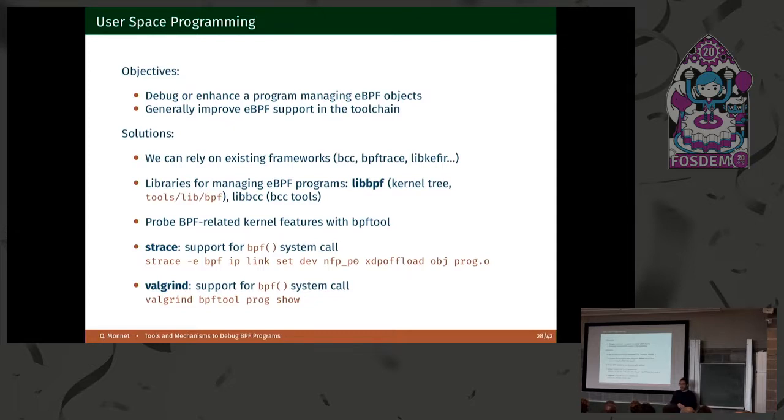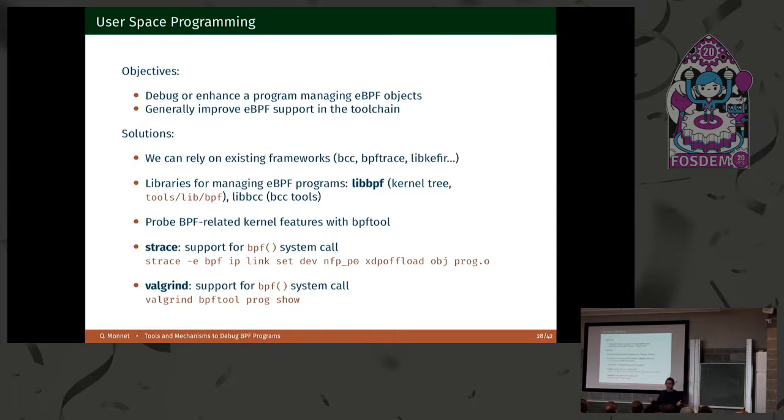You have libbpf, of course, that can be used to implement your programs managing BPF objects. You also have a feature that allows you to dump the list of BPF-related features on your system with bpftool, so that you can check what's available: what program types are available, what map types are available, even what BPF helpers, and whether the BPF syscall is supported in the first place.